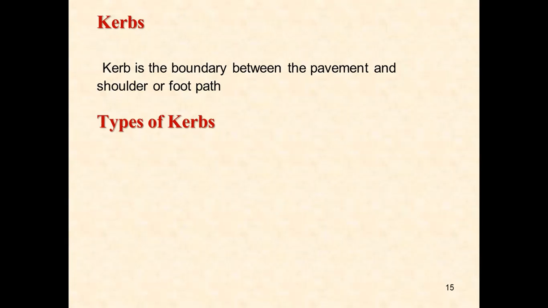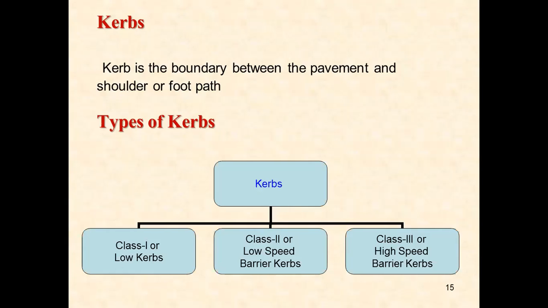So what are the types of curbs? Curbs are designed as low curbs. Class 1 are the low curbs. Class 2 are low speed barrier curbs. Class 3 are the high speed barrier curbs. Depending upon the traffic volume and the type of highway, we design the low, the low speed barrier, or the high speed barrier curbs, so that the driver is able to understand it.